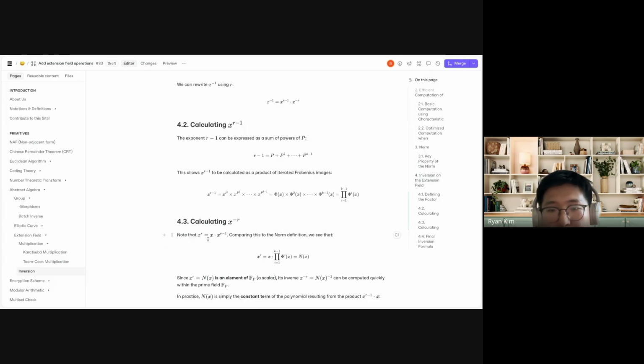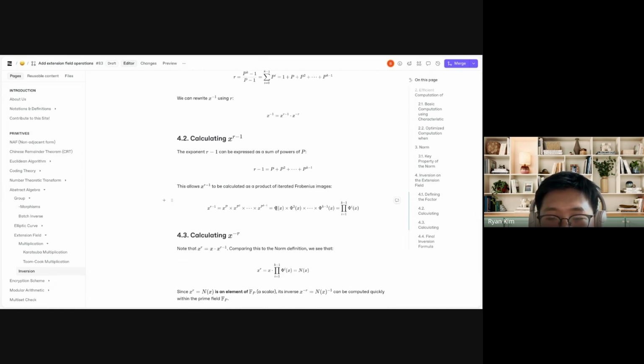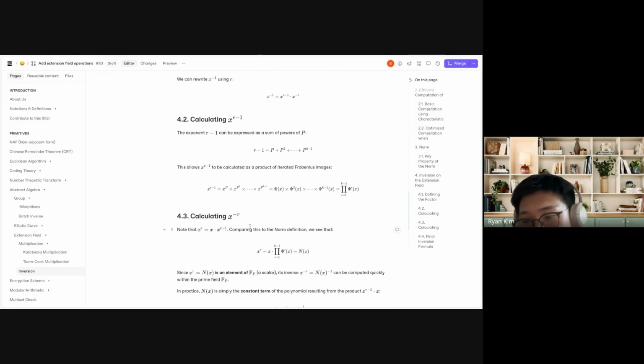But if you remember, if you multiply x here, then this is a norm, which means this is in the prime field.